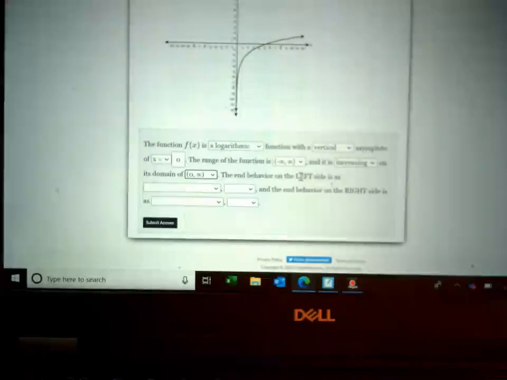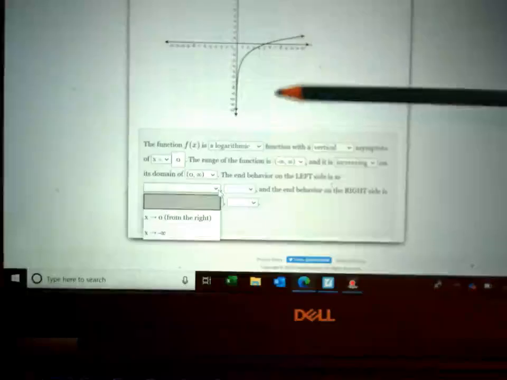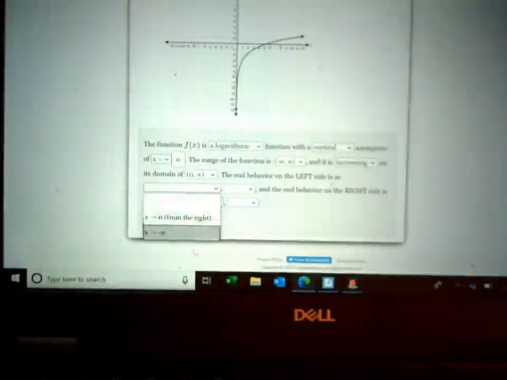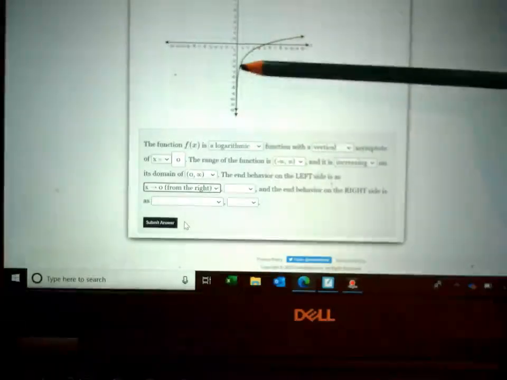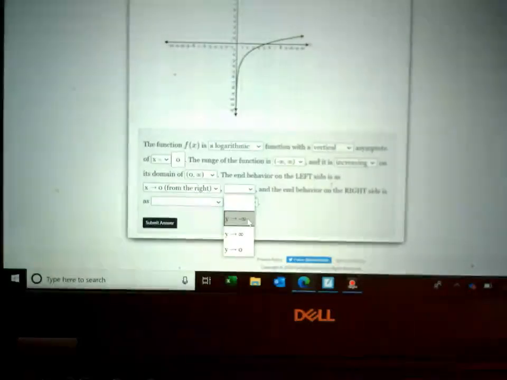The end behavior on the left-hand side. All right, so this is one of those tricky questions. So as we look at this, the graph stops. It stops at the y-axis, which is 0. So that means that we have x going to 0. Now, what is that left-hand behavior? Is it going down or is it going up? Well, this graph is going down at this point. So we find the y is going to negative infinity.